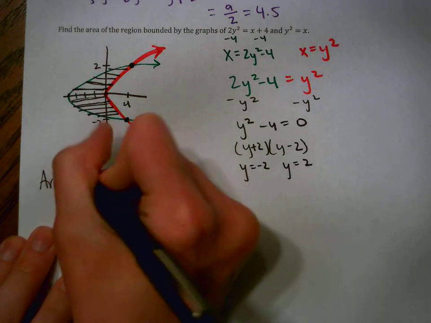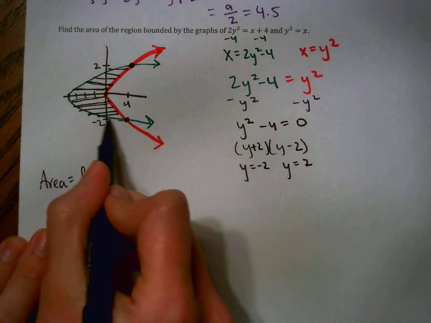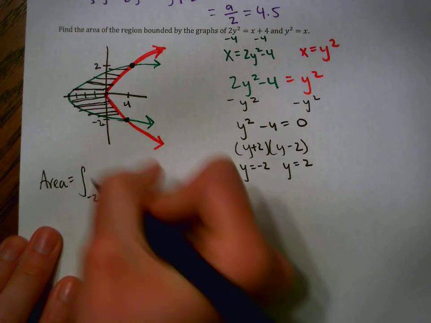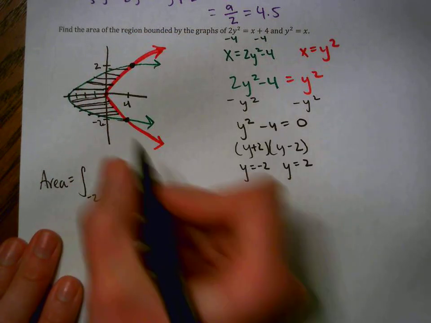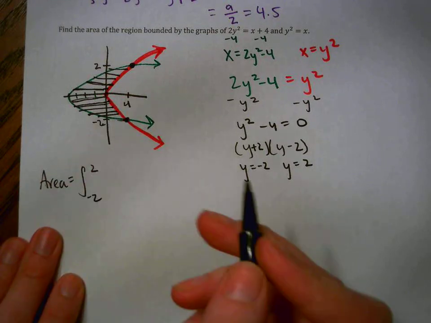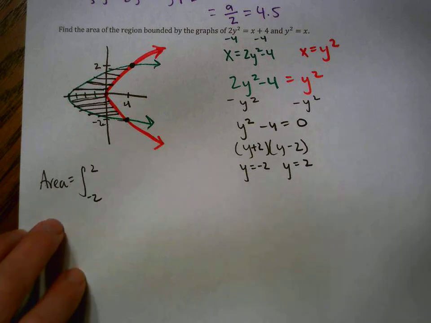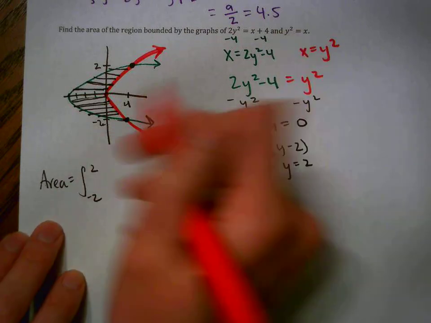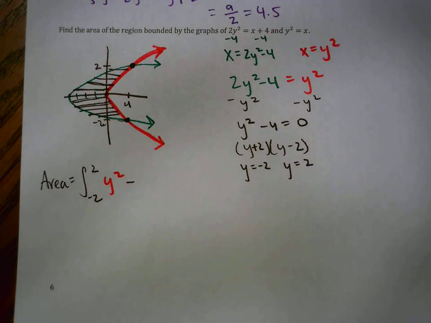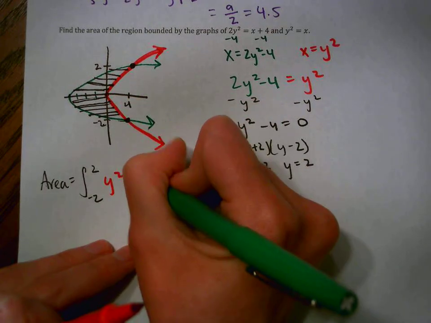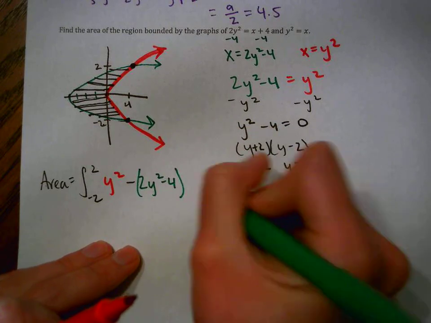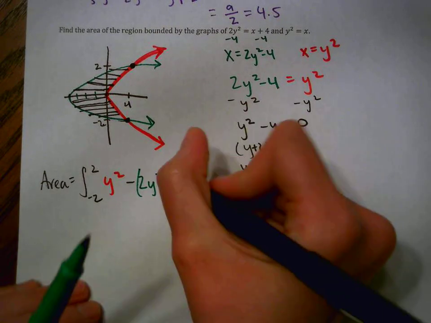would equal the integral, and now what's the lowest y value you go to is at -2. To the highest y value you go to is +2. And then we shaded right to left, so our right function was the red, which was y squared, minus our left function, which was the green, which was 2y squared minus 4, which always put those in parentheses. I almost didn't, which would have been bad. So I would have messed that up.